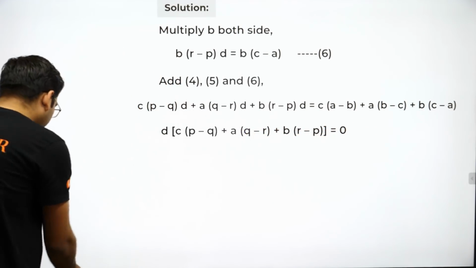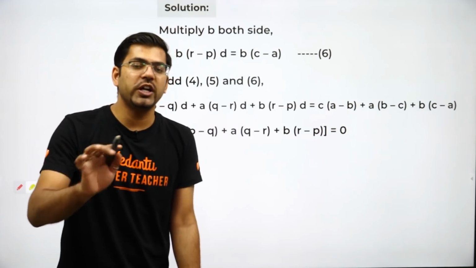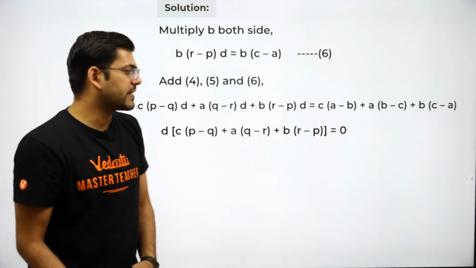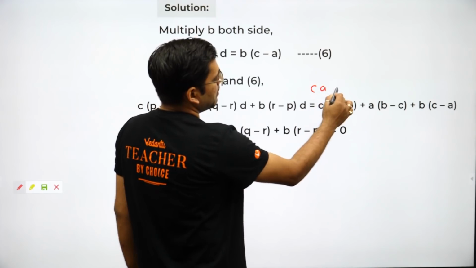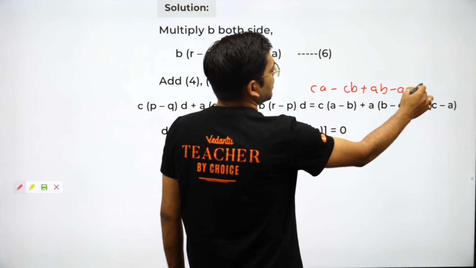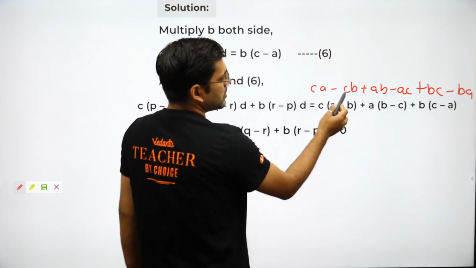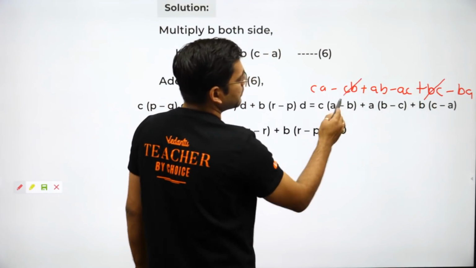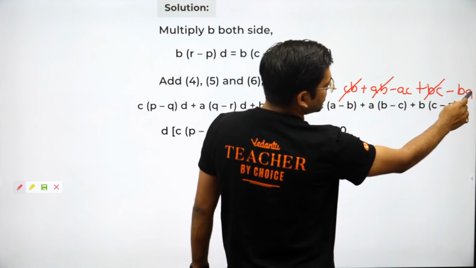Now, if you are curious how it became 0, I can prove that, although you need not do this much calculation in your examinations because it will be clumsy. But I'll just show you. This is CA minus CB plus AB minus AC plus BC minus BA. See here, CB and BC cancelled, minus plus AB, and this is BA.